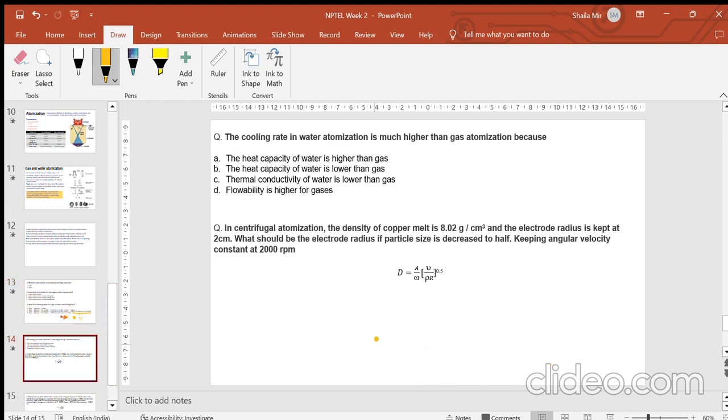So now we have one more question. It says that the cooling rate in water atomization is much higher than gas atomization because: A, the heat capacity of water is higher than gas; B, the heat capacity of water is lower than gas; C, thermal conductivity of water is lower than gas; D, flowability is higher for gas.